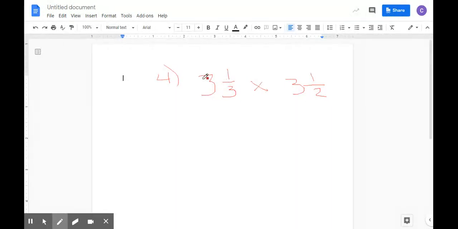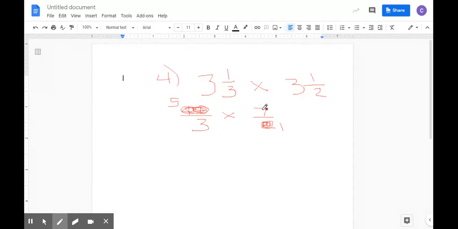Now we got to change these back into improper fractions before we can multiply. To do that, we take 3 times 3 plus 1. 10. 10/3. Times. Now we got to do this one over here. So 3 times 2 plus 1. 7/2. Okay, let's look to see if we can simplify. Is there anything I can do with 7 and 3? What about 10 and 2? Yeah, we can take a 2 out. So 10 divided by 2 is 5. 2 divided by 2 is 1.